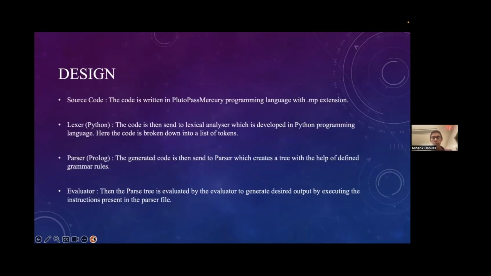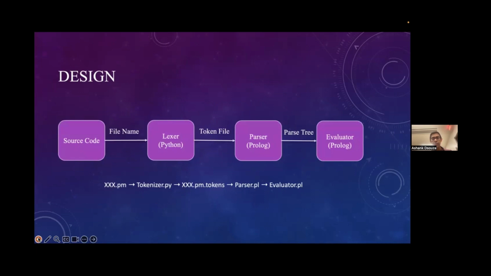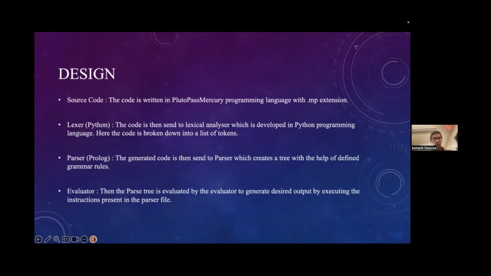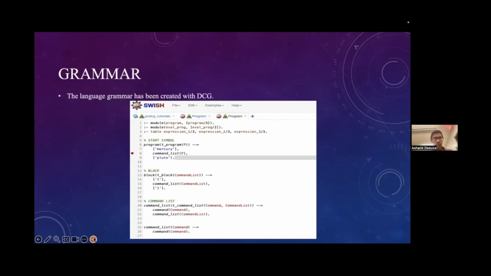The parse tree will be evaluated by the evaluator, which is again written in Prolog. The source code is written in our custom language called Pluto Pass Mercury. I think I've gone through this. So I'll tell you about the basic grammar structure we are following.